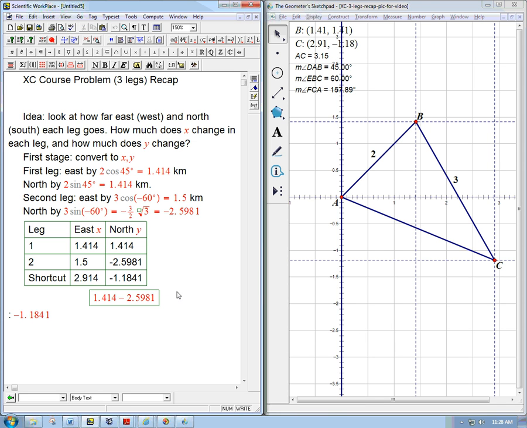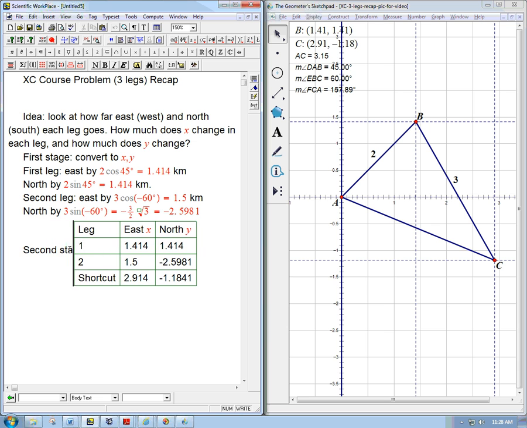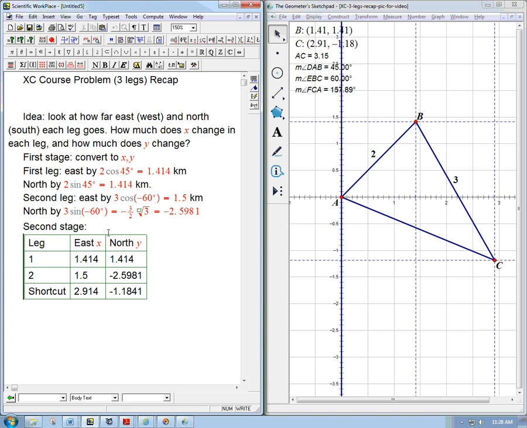From there, it's really pretty easy. Okay, so the first stage was convert to xy, and then here's the second stage of the problem, second step maybe, is just add the columns. Once we've got how much motion there is east in each individual leg, the shortcut is just adding the columns.